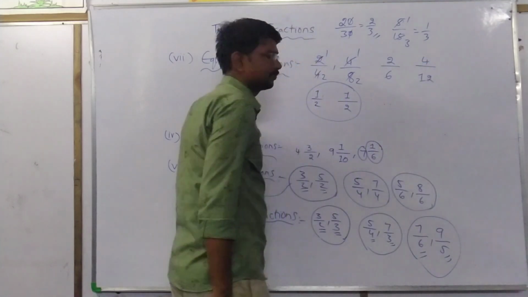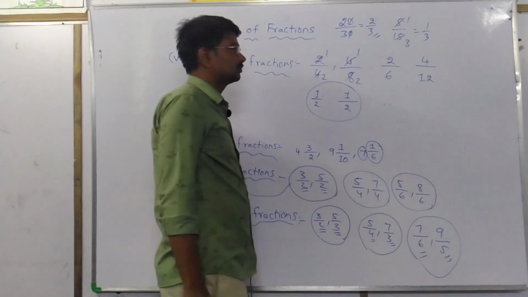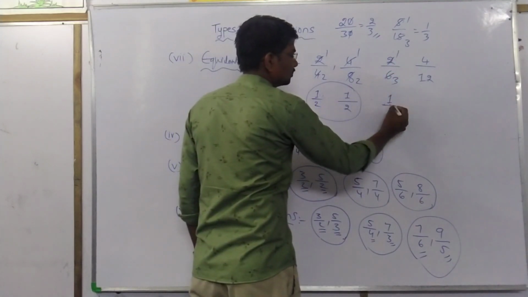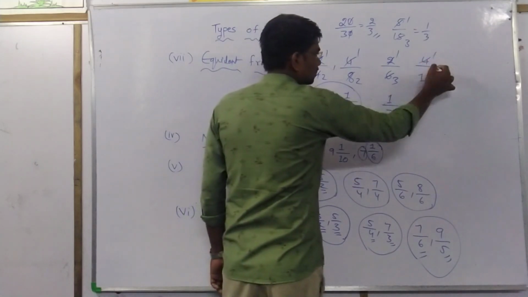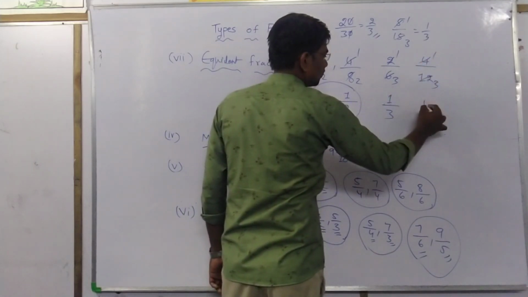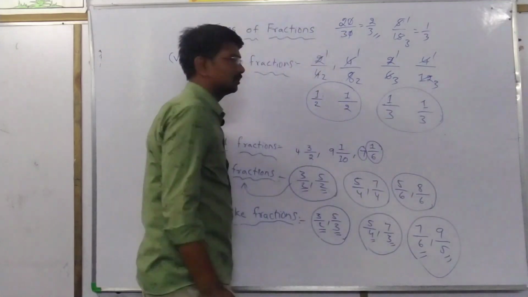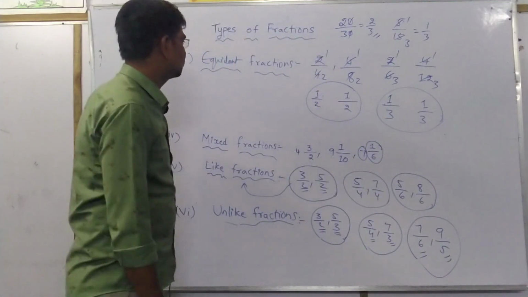One more example, 2 by 6, 4 by 12. 2 ones are 2, 2 threes are 6. So, it is giving 1 by 3. 4 ones are 4, 4 threes are 12. So, 1 by 3. So, these are equivalent fractions.